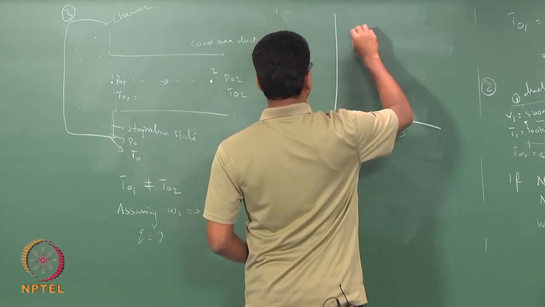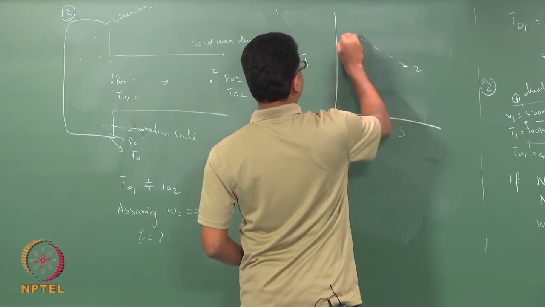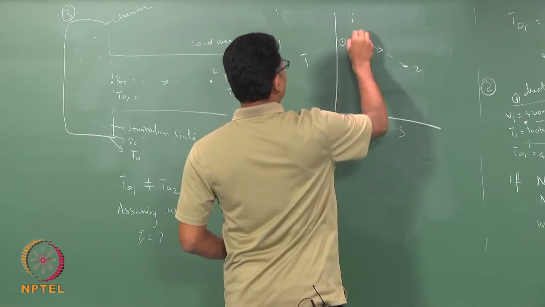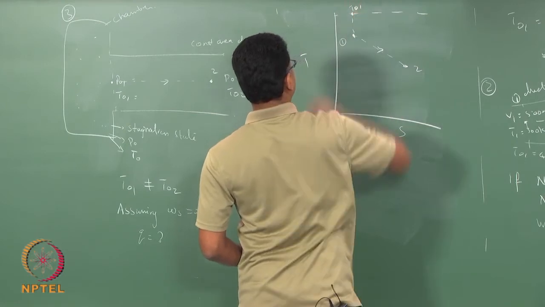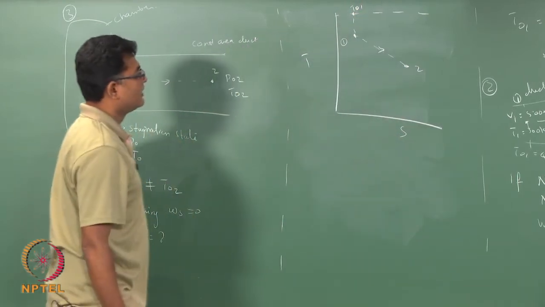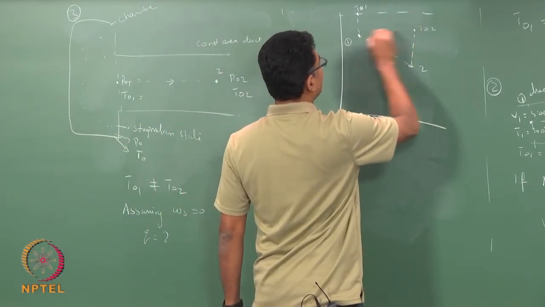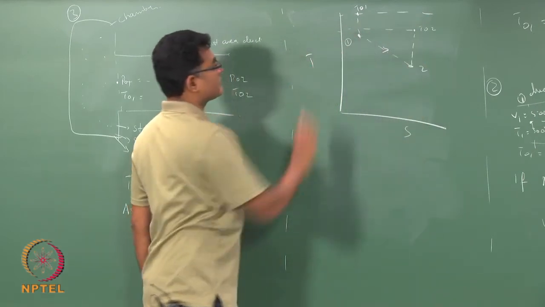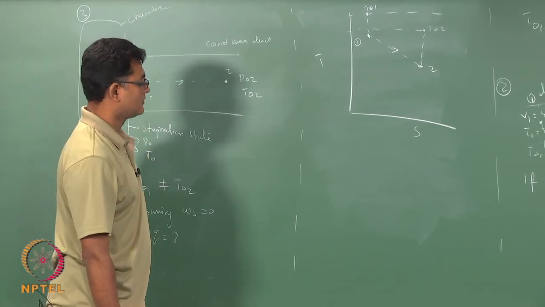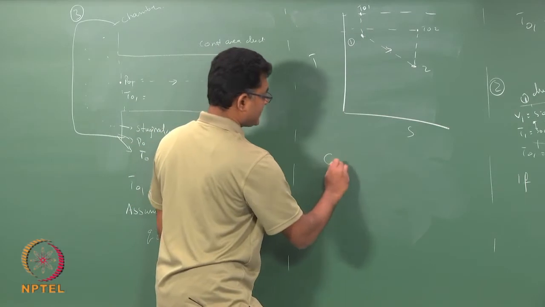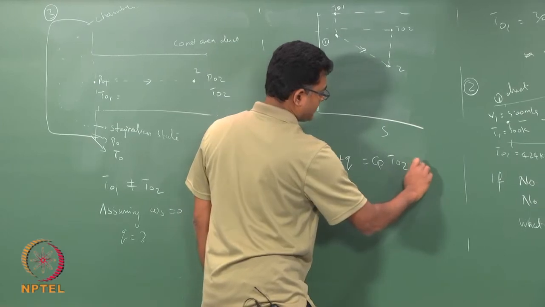So, I have 1, I have 2. State 1 has a stagnation state T01 and state 2 has a stagnation state T02, which is now different. So, from the energy equation, Cp T01 plus Q equals Cp T02 plus Ws.